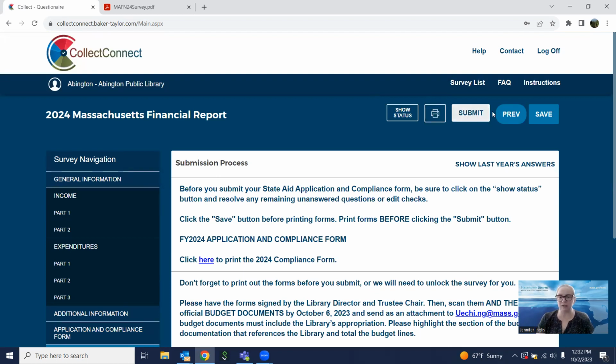Submit is also lock. So when you're done, you will hit submit and it will lock your report. If you've done it before you're actually ready to do it, we can reopen it for you, but just be aware that it takes a little while. We're not always right there when you need it unlocked.